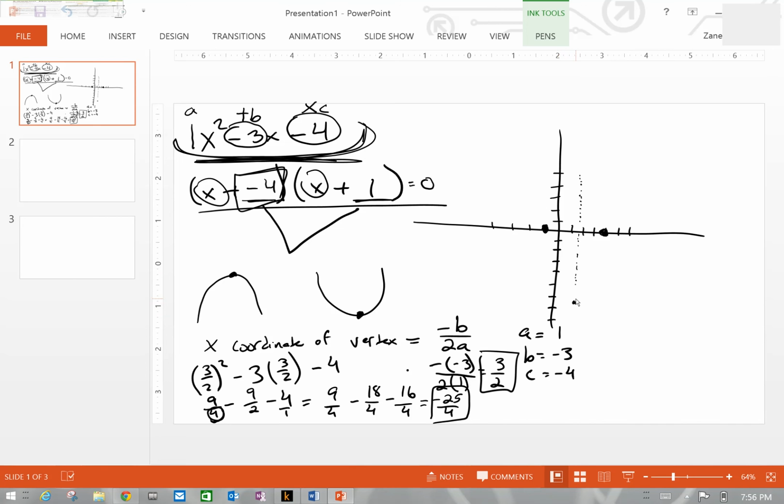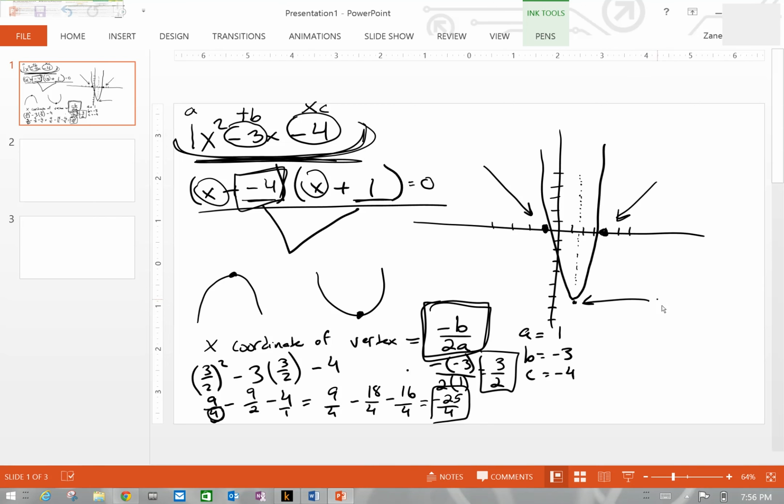So now we can connect our dots and form a nice parabola. I'm not the best artist, so my parabola looks a little weak. But that is how you graph a parabola. You find the x-intercepts by factoring if you can, and then you use this formula, negative b over 2a, to figure out the x-coordinate of your vertex. Okay, so this is x-intercept, this is x-intercept, this is your vertex. Okay, it's that simple. Once you've got those three things, you can draw your parabola.